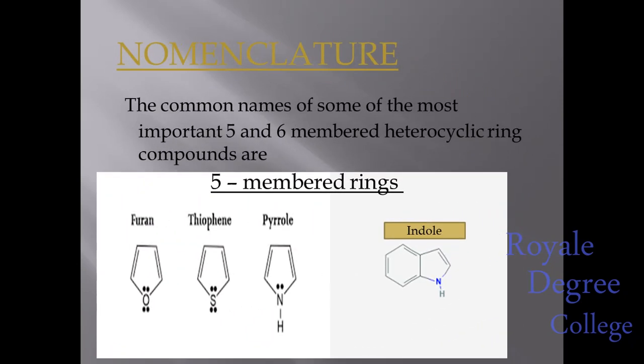Nomenclature. The common names of some of the most important 5 and 6-membered heterocyclic ring compounds are, see here, the 5-membered ring compounds. One is furan, in which the heteroatom is oxygen. In thiophene, the heteroatom is sulfur. In the case of pyrrole, the heteroatom is nitrogen. And in the case of indole, here also the heteroatom is nitrogen.